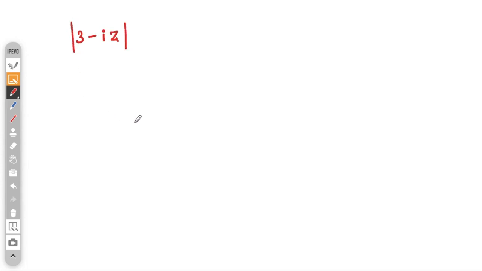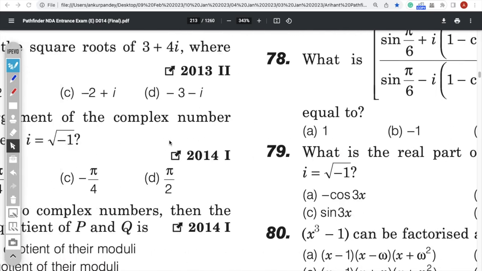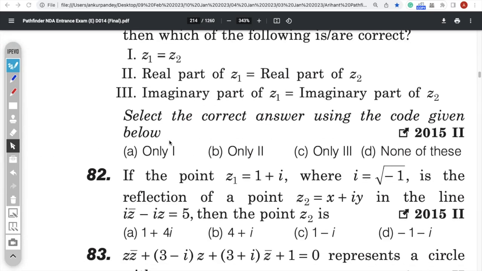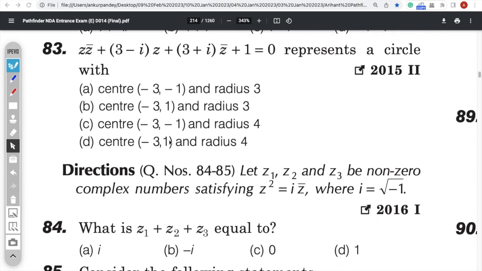But there should be something else also, no? Yes, it was the question which we tried earlier. Z into z conjugate plus 3 minus i into z. Acha, the previous one. Which question are you talking about? Question number 83. Yeah, I got it. This one, right? Yes, sir. Should I repeat? Yes, sir. I didn't get how to solve it.